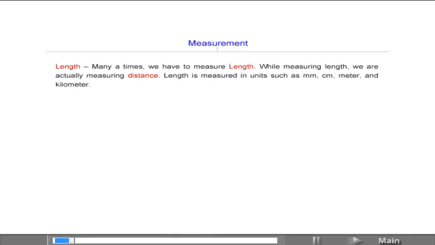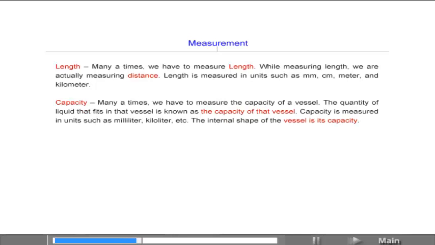Length. Many a times we have to measure length. While measuring length, we are actually measuring distance. Length is measured in units such as millimeter, centimeter, meter, and kilometer. Capacity. Many a times we have to measure the capacity of a vessel. The quantity of liquid that fits in that vessel is known as the capacity of that vessel. Capacity is measured in units such as milliliter, kiloliter, etc.